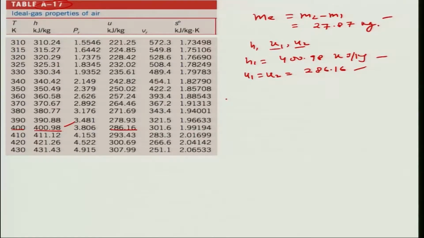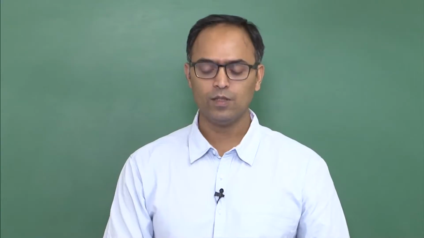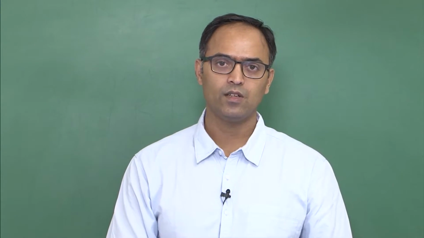Now you can make use of this data in your energy balance, which I am writing again here, plus m2 u2 minus m1 u1. You know this information, you know h_e, and you know m2, m1 and m_e. So thus you can calculate your electrical work, which is nothing but 200 kilojoules. This is how we solve a problem making use of the table for the case of an unsteady flow process.